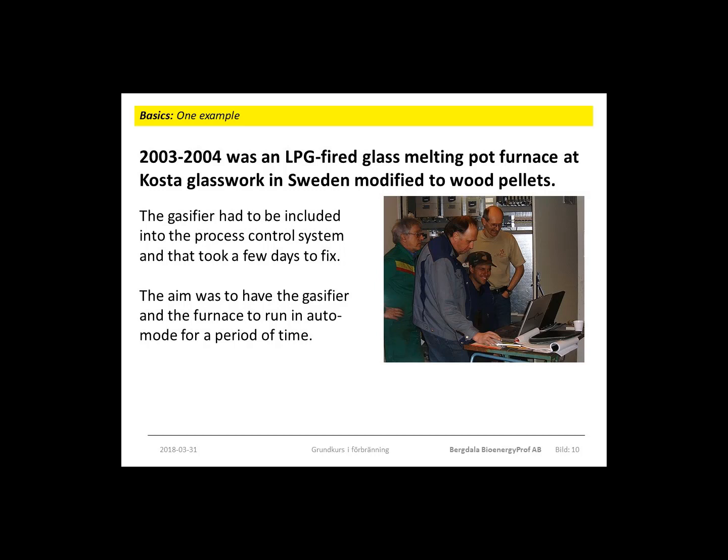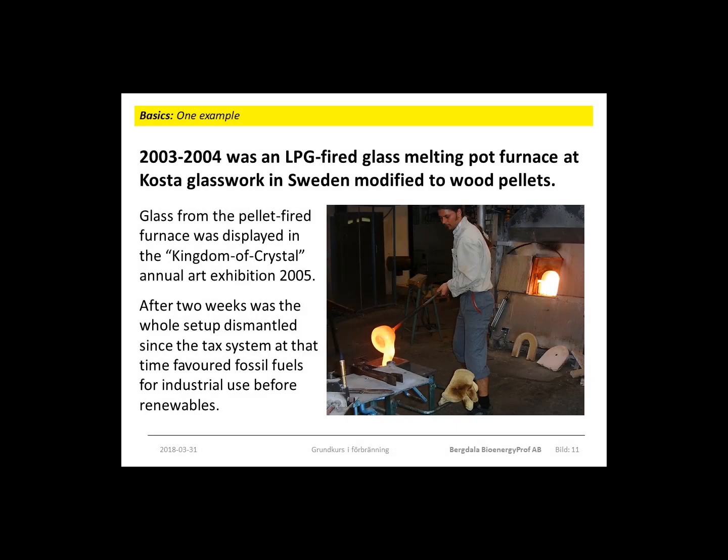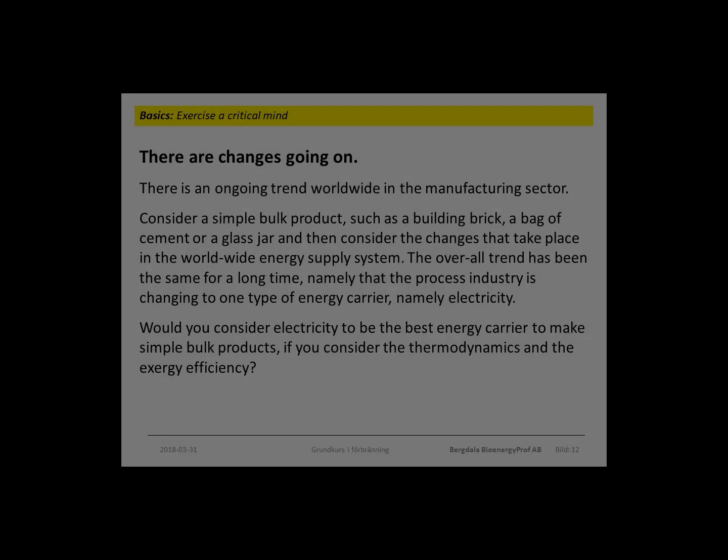But what we did put effort into was to include the gasifier and furnace combination into the process control system, so as to demonstrate again the versatility of the solution. The furnace was running for 2 weeks, producing high-quality glass. Due to the tax reduction on fossil fuel at the project time, the setup was again dismantled and the furnace restored again to LPG firing. But the aim of the project was reached. All the technology to reinstall biofuel into the high-temperature process industry was already available in 2005.